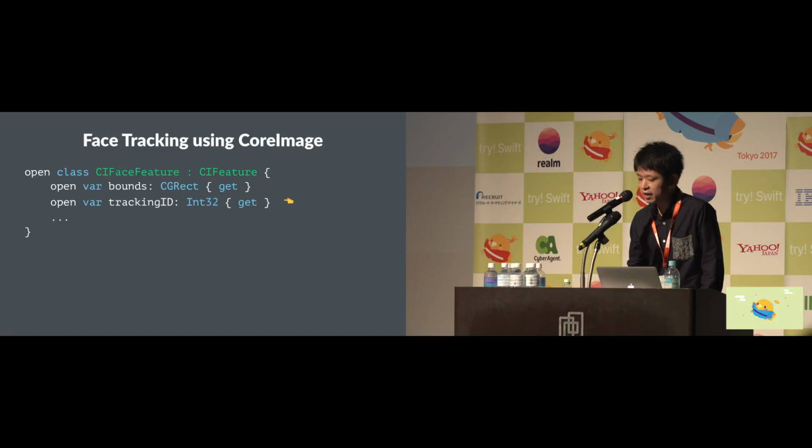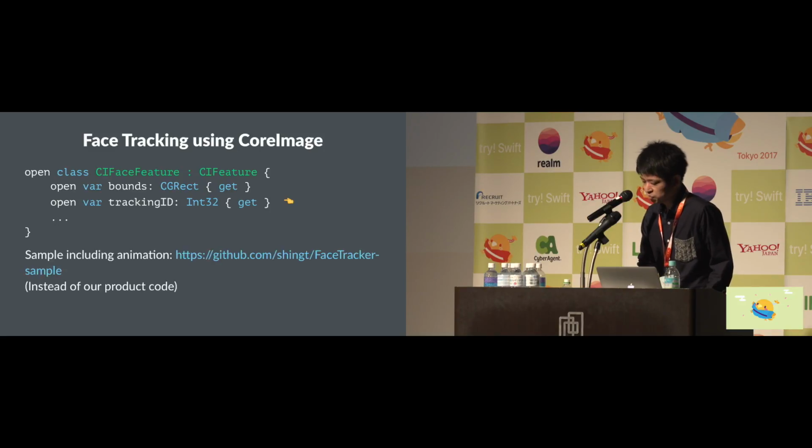Actually, if you are using Core Image, you can get a tracking ID as a result of detection, although it's only available for face detection. You can get something like this, CIFaceFeature. Since I cannot publish our product code, instead I put a sample app using this CIFaceFeature on GitHub. So check it out there.